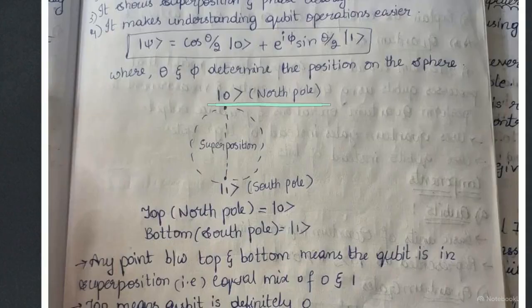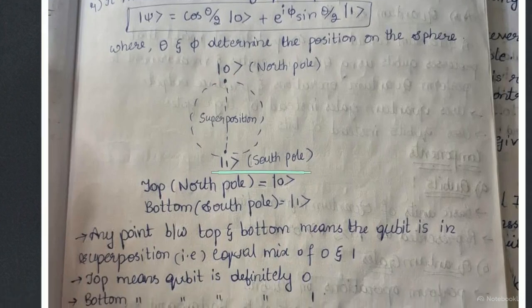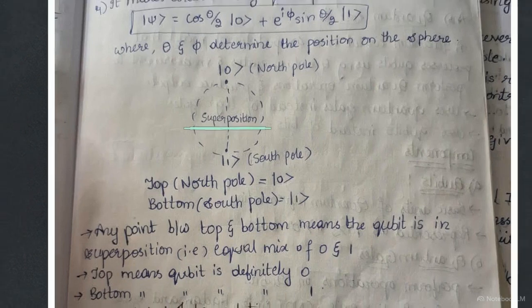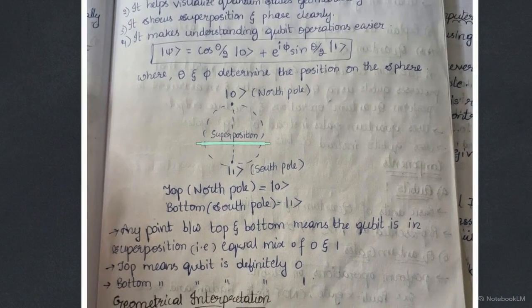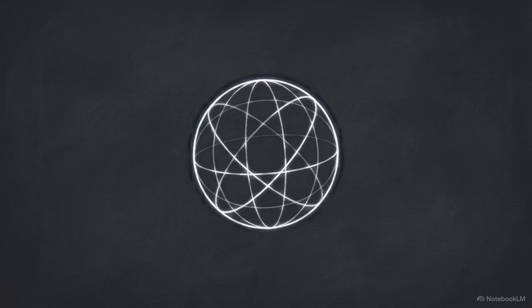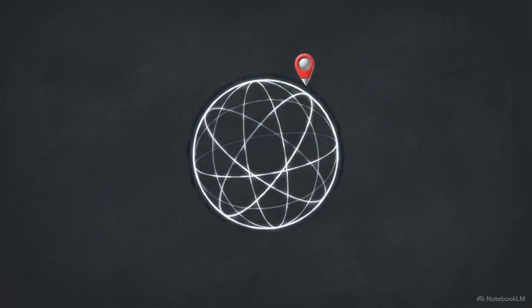A classical 0 sits at the very top, exactly at the North Pole. A classical 1 maps to the bottom, the South Pole. The space between means the qubit is a mix of 0 and 1, a state called superposition. So when you hear researchers talk about the state of a qubit, they are really just talking about a specific location on the surface of this tiny planet.